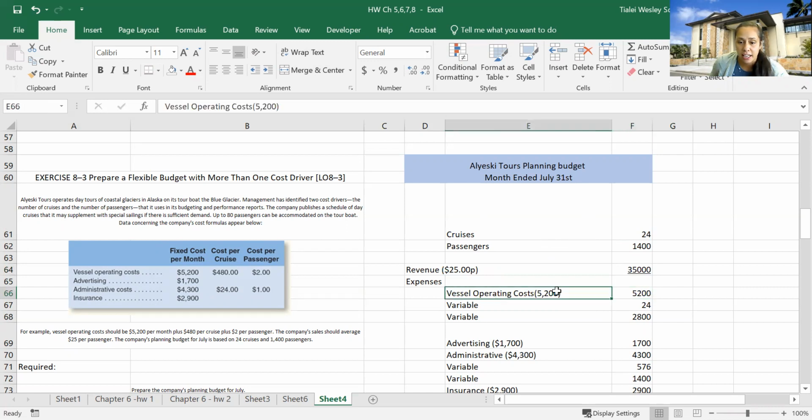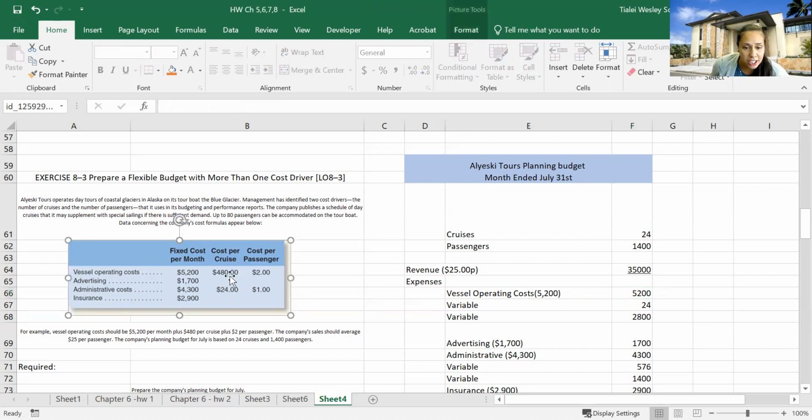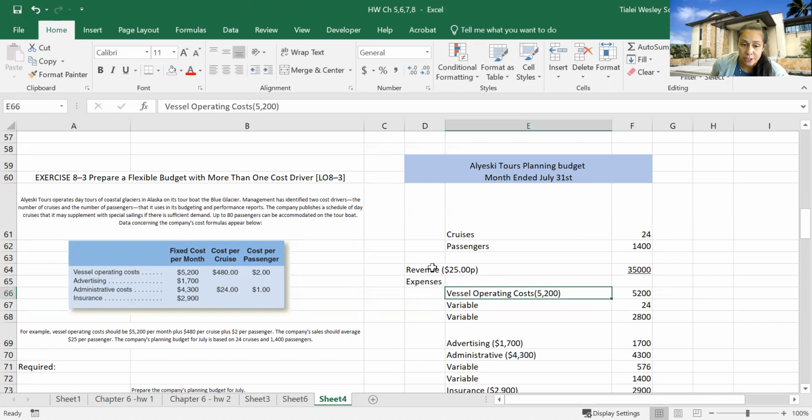And expenses, I've already have the fixed expense. You can combine all these vessel operating costs together into one if you would like. So you do equals 5,200, and you would add $480 multiplied by the number of cruises, which is 24 cruises. So I would do my 5,200 and my 480 multiplied by 24 cruises, and $2 multiplied by 1,400 passengers. But I've just separated these out just to make it a little bit easier.